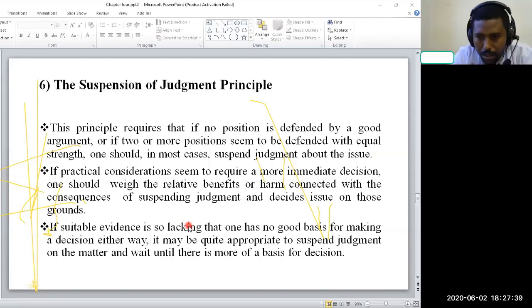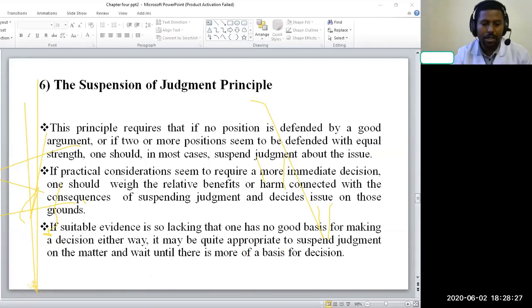So we must look at the relative benefits or harms related with the remedies or the repercussions of that suspension of judgment, and decide accordingly based on the existing grounds. If suitable evidence is so lacking, if we wouldn't have the relevant and suitable evidence to make a decision, we may quite appropriately suspend the judgment on the matter and wait until there is more of a base for decision.